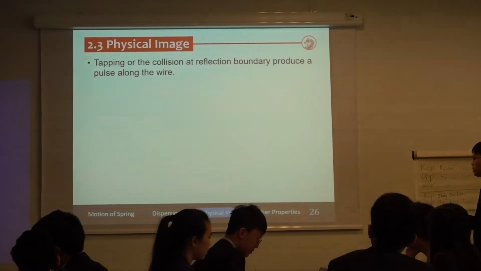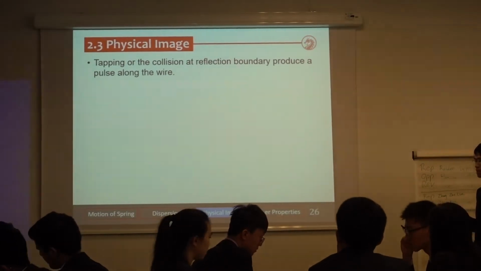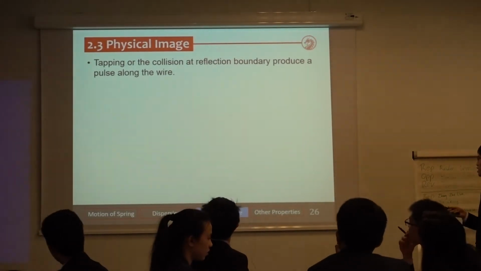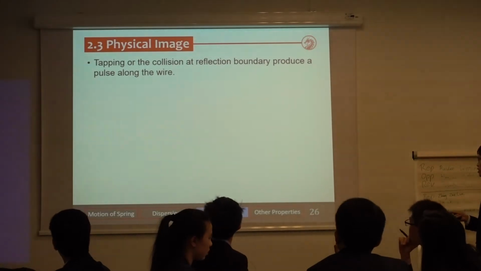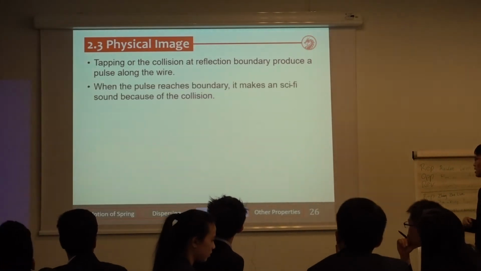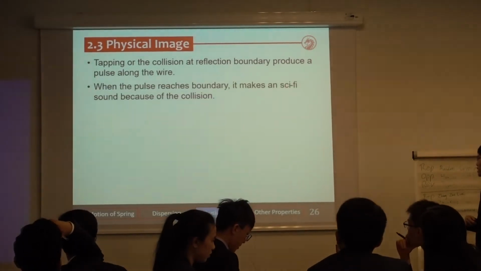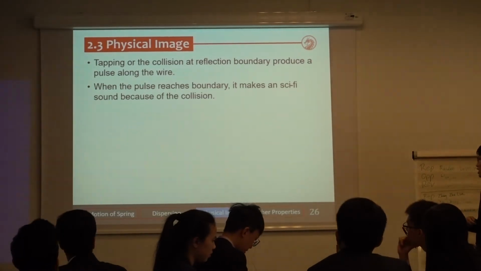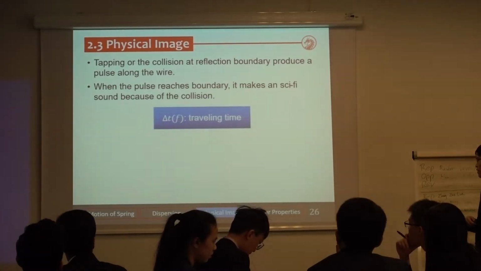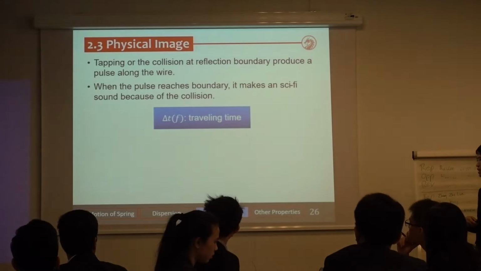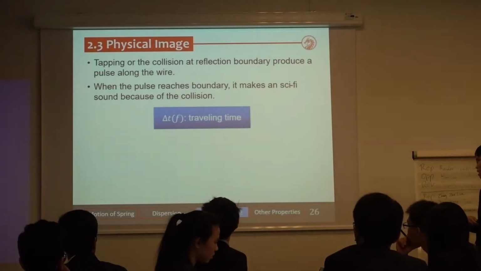So at last, we may reach the physical image of this problem. First, tapping for the collision and reflection at the boundary produces a pulse along the wire. Then, when the pulse reaches the boundary, it makes a sine wave sound because of the collision, and the delta T as a function of F is exactly the traveling time of each frequency component of the pulse.